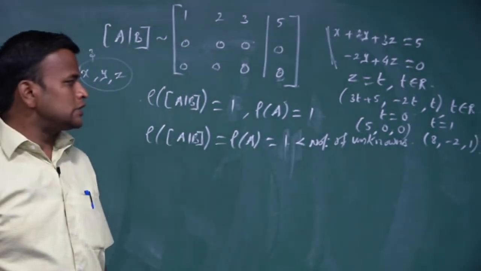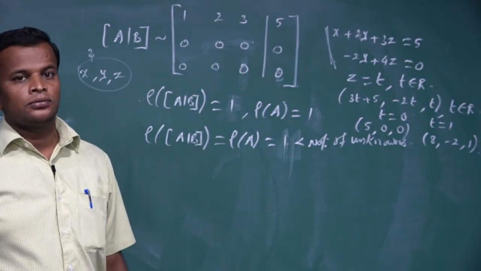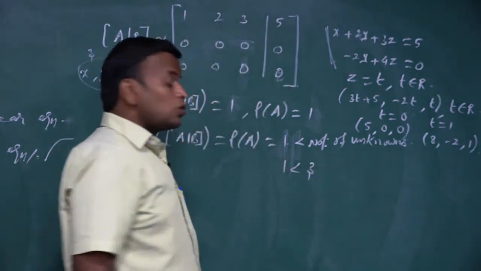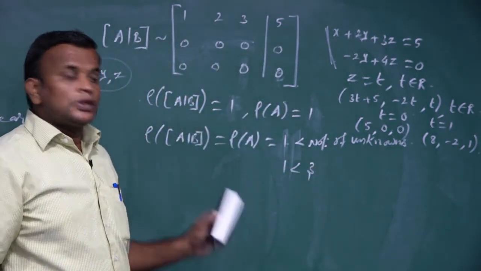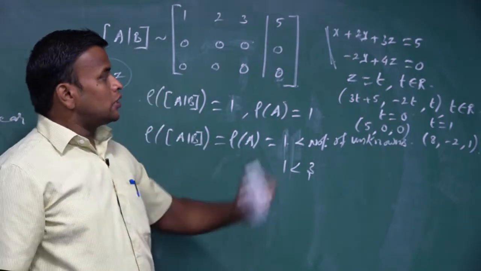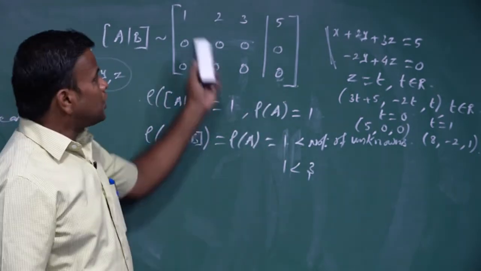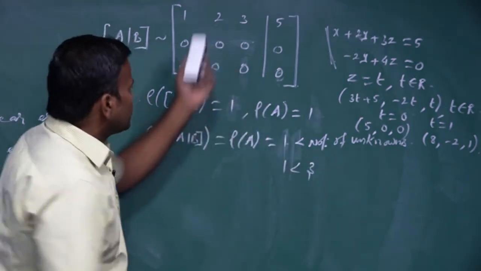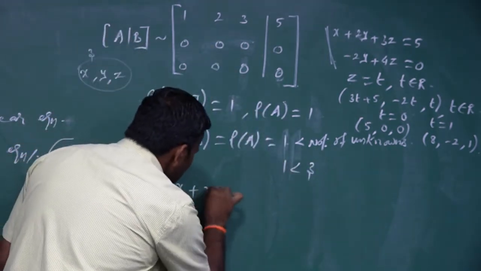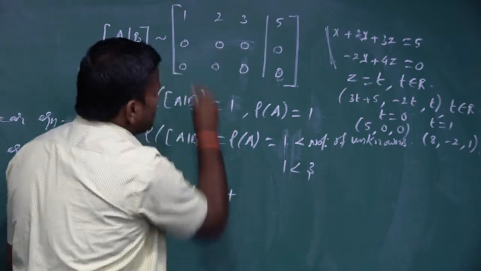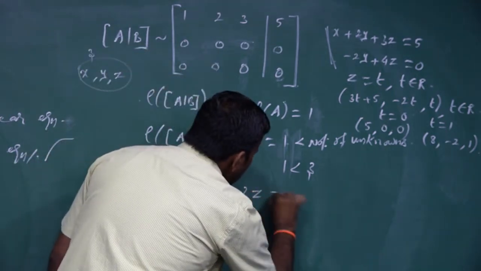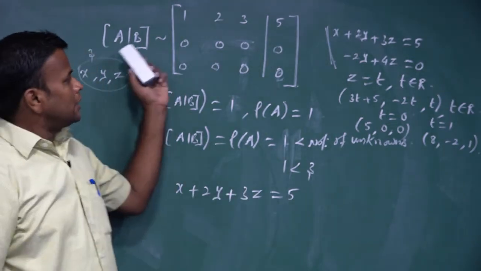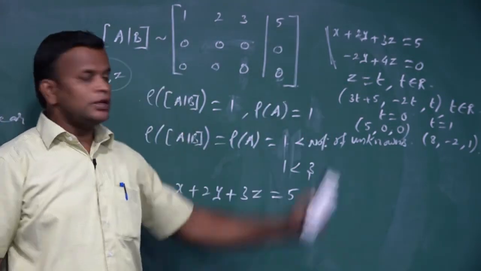It should be less than the number of unknowns. That is, 1 is less than 3. So how to solve? It has only one equation and 3 unknowns. Suppose we convert it into a system of equations. How to write? x plus 2y plus 3z is equal to 5. The second equation is fully 0. The third equation is fully 0.